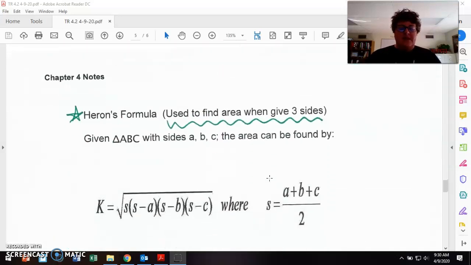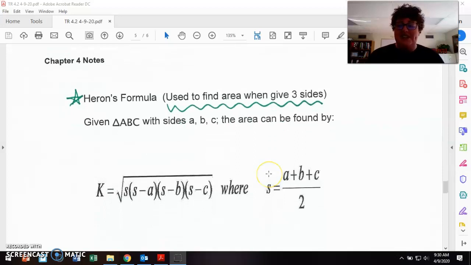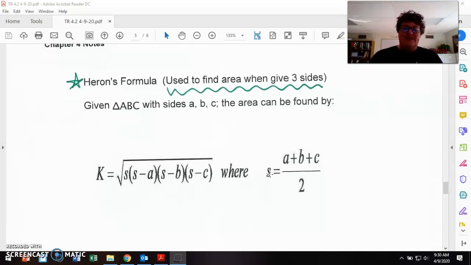Now, the last way that we can find area, and this doesn't have anything to do with trig. It has no trig involved. This one's just algebra. So it's used to find area when you're given three sides. So if you're given side, side, side, you can find the area, and this is called Heron's theorem. So it's the square root of S times S minus A times S minus B times S minus C, where A, B, and C are your sides.